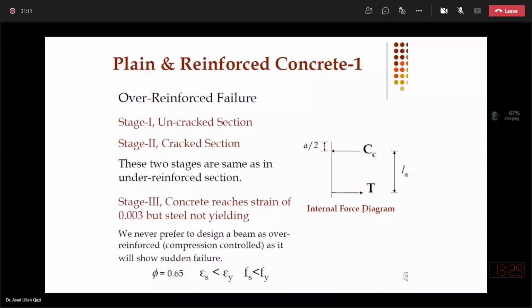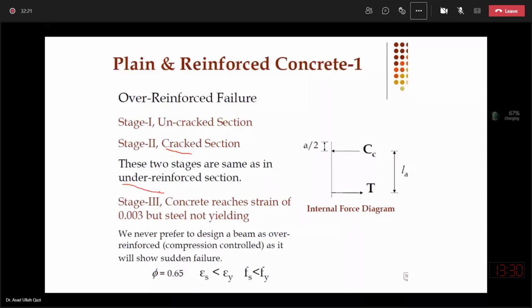So when the beam is over reinforced and suppose it is simply supported and the mid span section is at maximum stress, once you put load on that beam, initially the beam will be uncracked because stress at the bottom fiber will be less than the modulus of rupture of concrete. So the section is uncracked, stage 1. Then if you increase the load incrementally, a stage will come that the concrete will crack because tensile stress will cross the indirect tensile strength of concrete. So these two stages are just like the section we have studied under the tension controlled under reinforced cross section. Same stages 1 and 2.